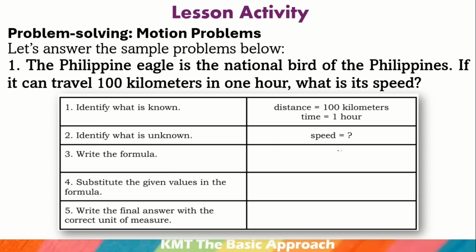Number 3. Write the formula. Great! Speed equals distance divided by time. Number 4. Substitute the given values in the formula. Good job! Speed equals 100 kilometers divided by 1 hour.